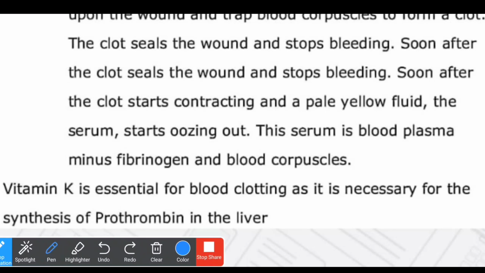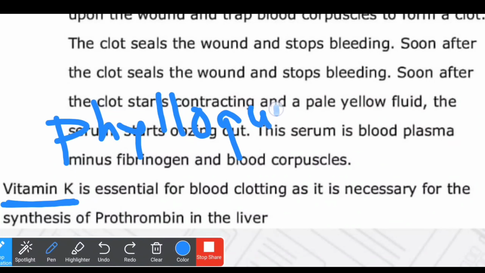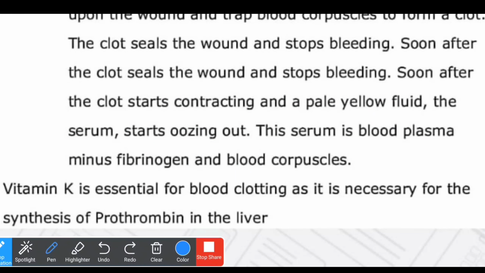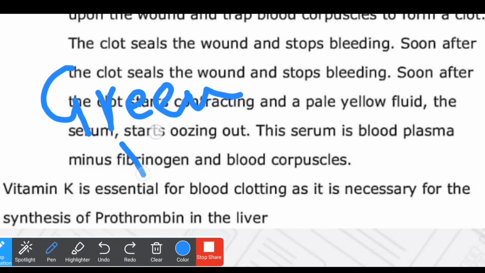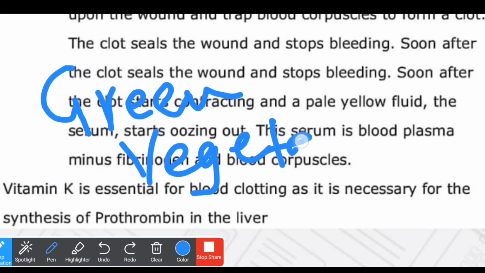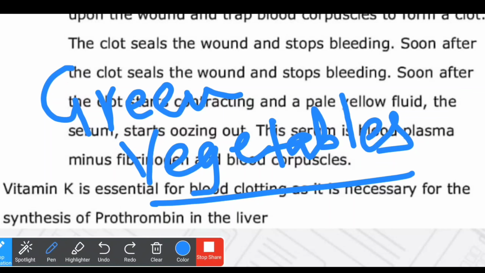Now, one of the vitamins is also very important in blood clotting, and that is vitamin K. What is the name of vitamin K? It's phylloquinone. Vitamin K is none other than phylloquinone, which is found in green vegetables. Please remember that vitamin K is abundantly present in green vegetables.